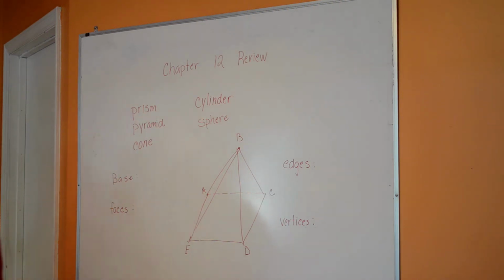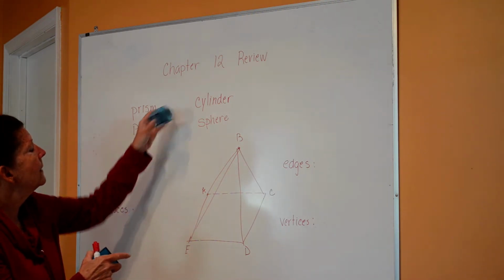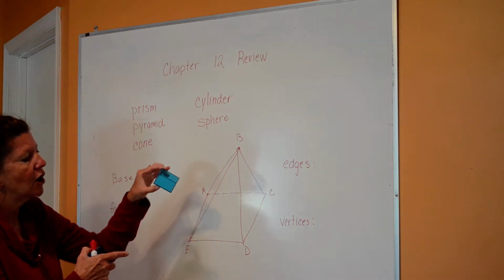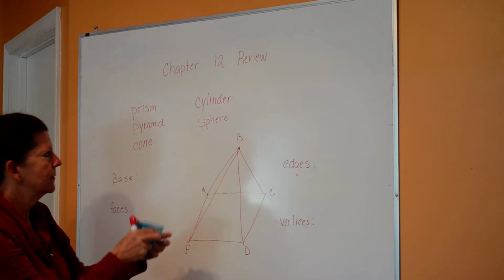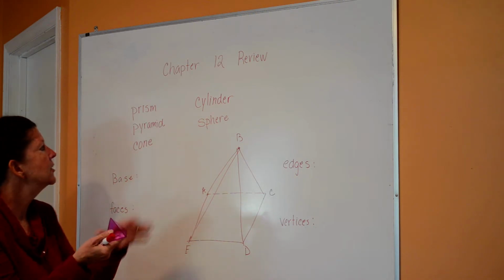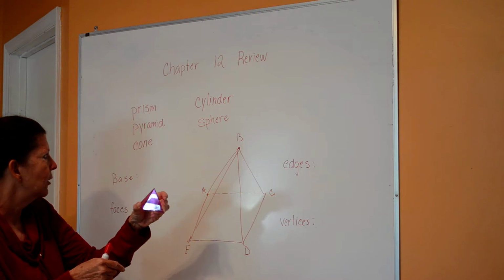A prism, you know, these are both prisms, okay? They're named by the shape of the bottom. So this is what we call a pentagonal prism. This is a triangular prism. Okay, pyramids. Pyramids all come to a point, but they too are named by their base. So this would be what I would call a square pyramid.